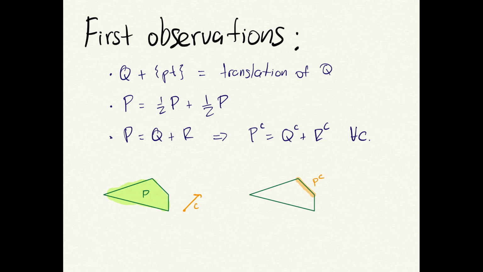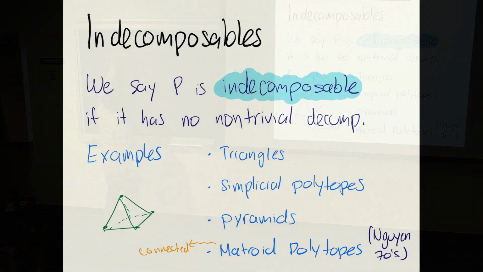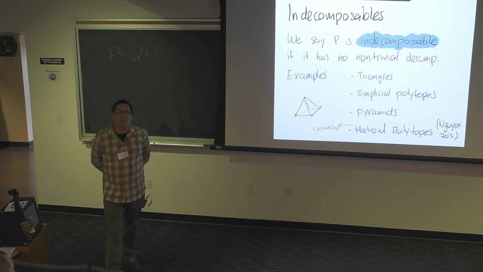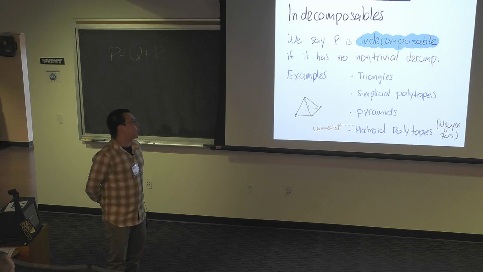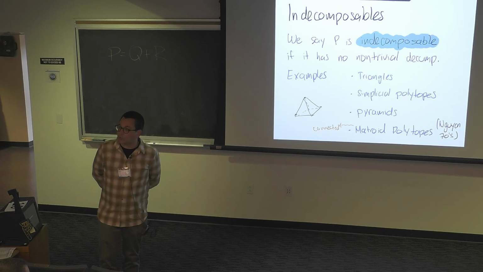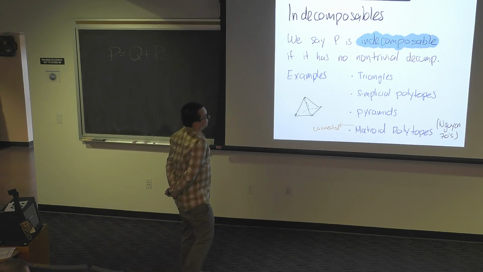So I want to describe what a prime polytope is in this case. We are going to call it indecomposable if it has no non-trivial decomposition. By that I mean that every time I write P as Q plus R, then at least one of them, which implies both of them, is a homothety of P. Okay? It's not clear that you can always do that. So it's not clear when you are indecomposable or not.